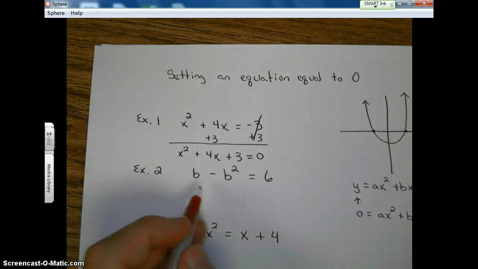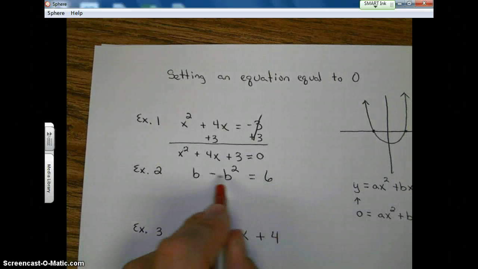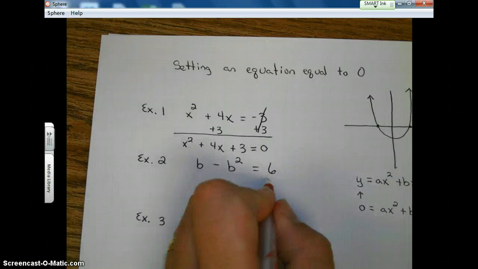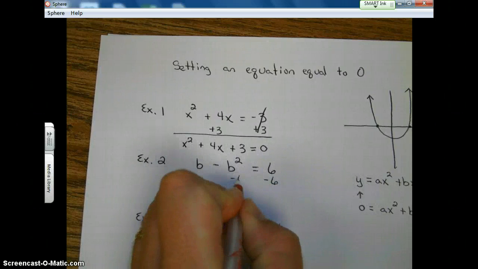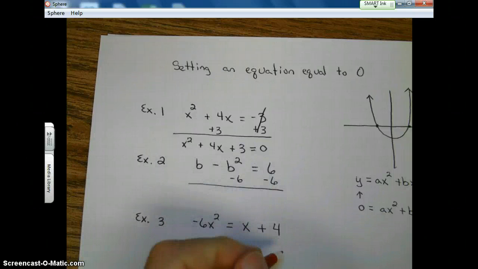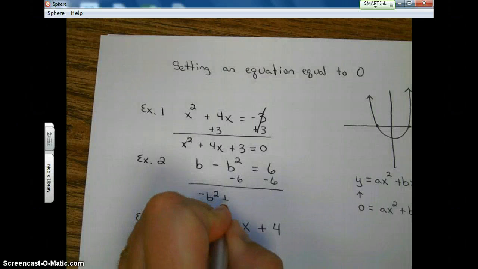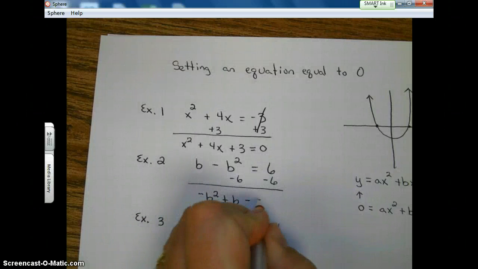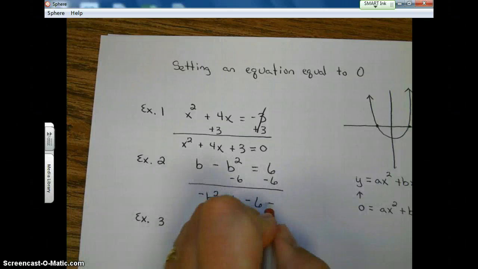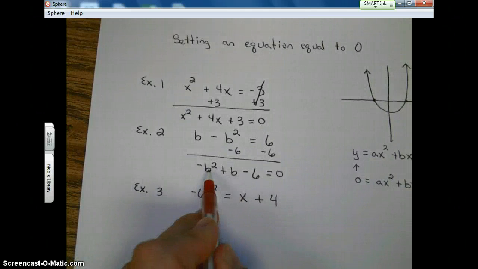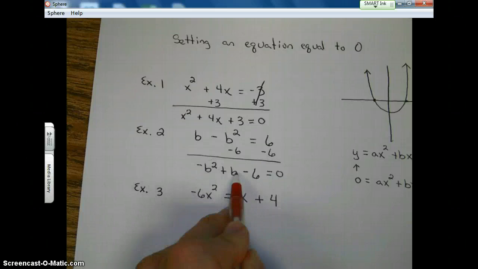Okay? Example 2, the order is messed up and it's not equal to 0. We want to put the negative b squared first. The squared term always goes first on a quadratic. So let's move the 6 over by canceling it out. And then when we rewrite it, we're going to put the negative b squared first, then the b term, then the constant term, or the y-intercept, and then the 0. Now even though I use the letter b, remember that's your independent variable, so that's the same as x.